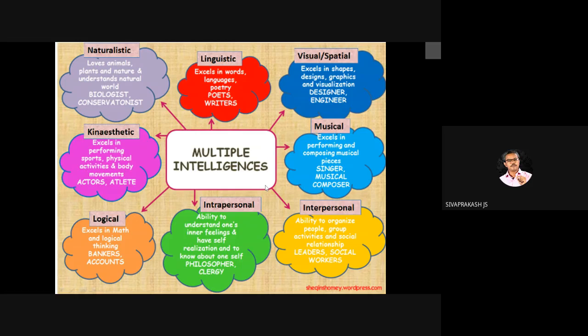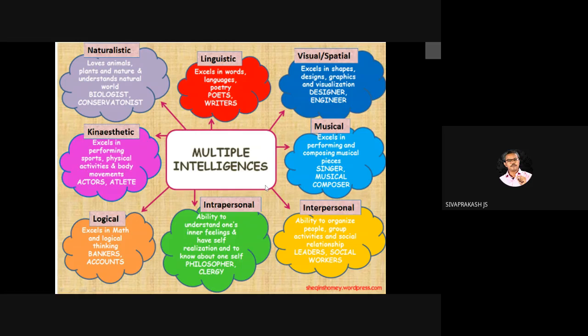So they can be a good banker, good accountant, right? And then kinesthetic intelligence are always excel in performing sports, right? Particularly the outdoor games, right? So physical activities and body movements are huge for them. So they can become an actor or they can become an athlete, right?